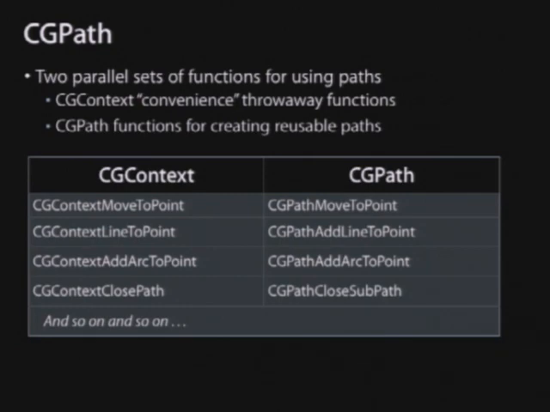The difference between that and a CG path is that the path will contain that drawing algorithm until you tell it to draw. So you can say CG path move to point, CG path add line to point, and it doesn't actually draw that line. It just puts it inside of this path object. And when you tell that path to draw, that's when it actually will.